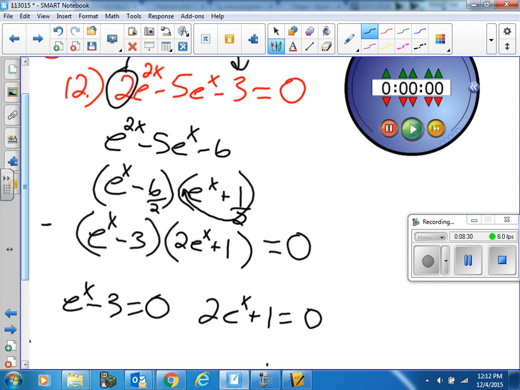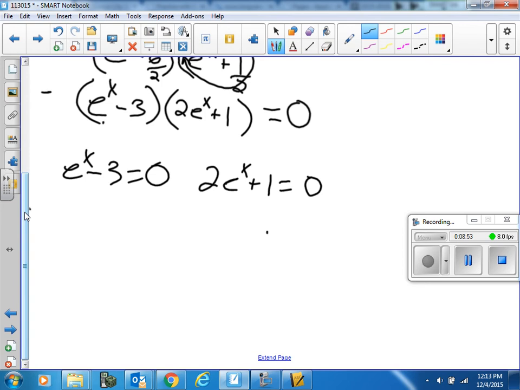Yeah, we could multiply it out. So if we did e to the x times 2e to the x, you get 2e to the 2x, right? And then you get e to the x times 1 is 1e to the x, minus 3 times 2, so that's negative 6e to the x. That'll give you a negative 5. Negative 3 times 1 is a negative 3.